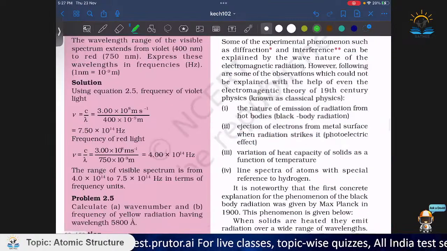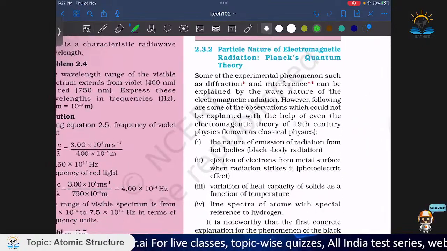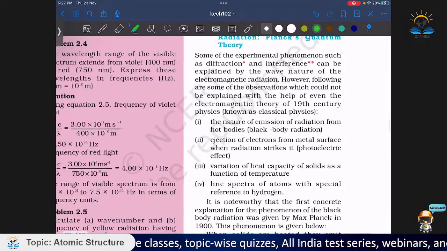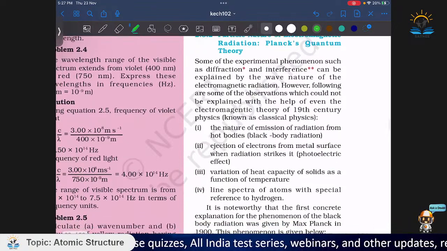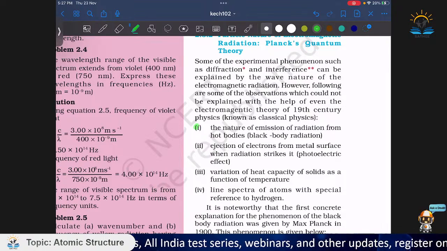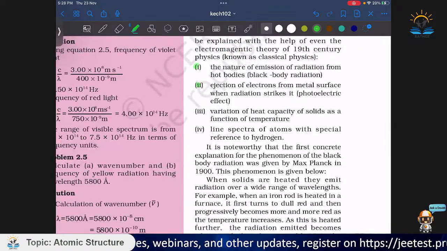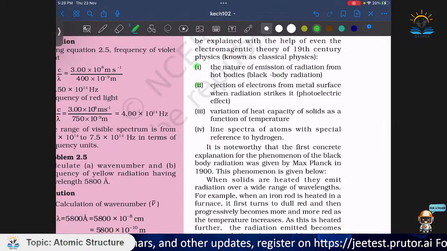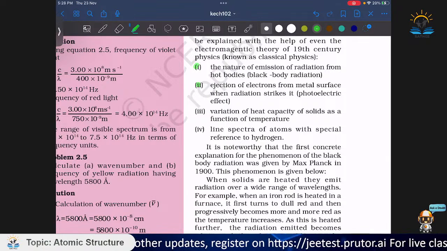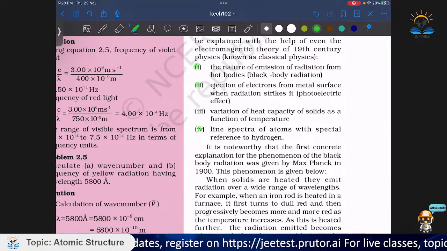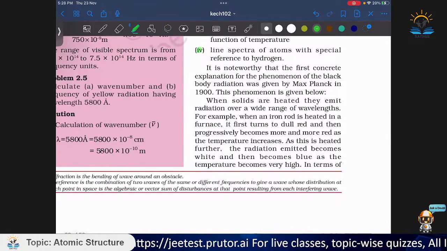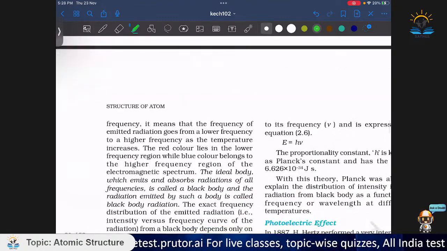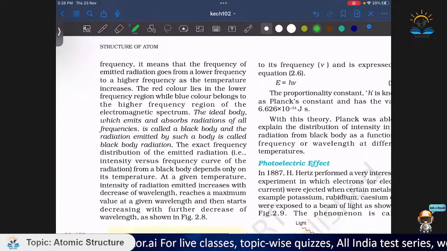We'll go on to the next topic, which is the particle nature. This was the wave nature; now we have the particle nature. He observed the black body radiation. Who? Max Planck. He observed the emission of radiation from black bodies or hot bodies, and he saw that electrons from a metal surface eject when radiation is striking the metal. And he observed the line spectrum of hydrogen atom and variation of heat capacity of solids as a function of temperature. All of this he used, and he gave his quantum theory.